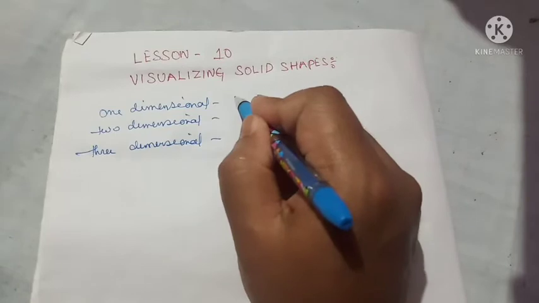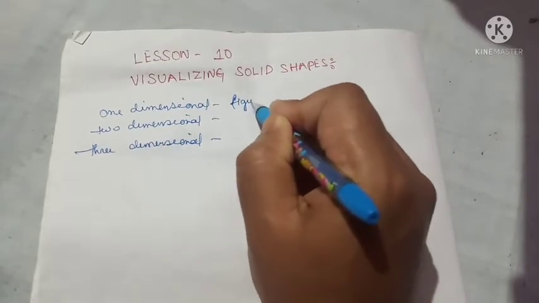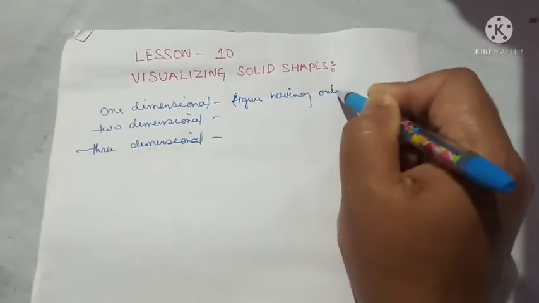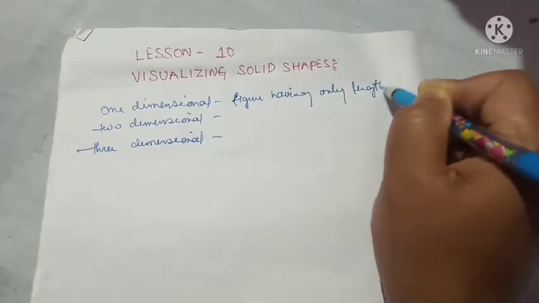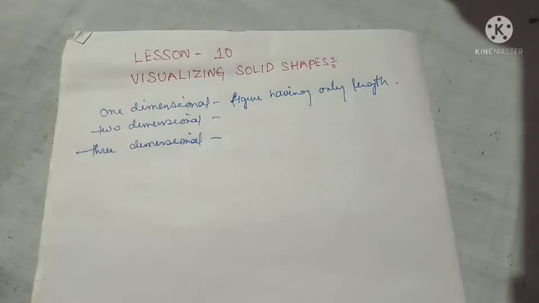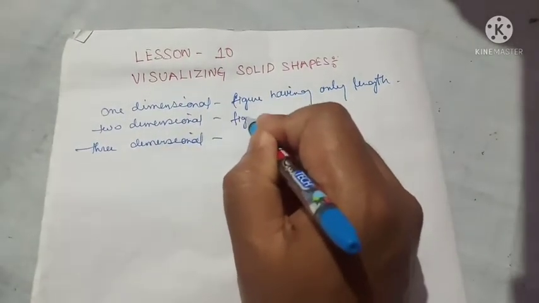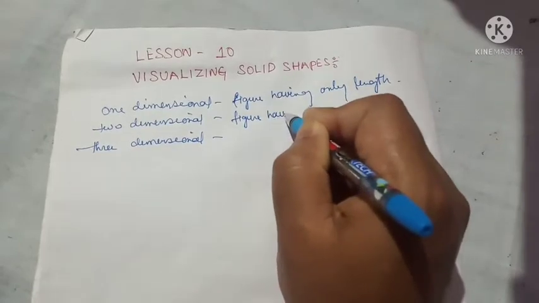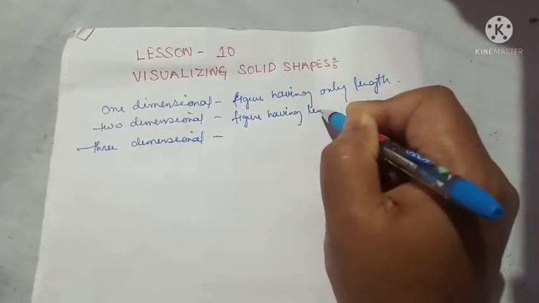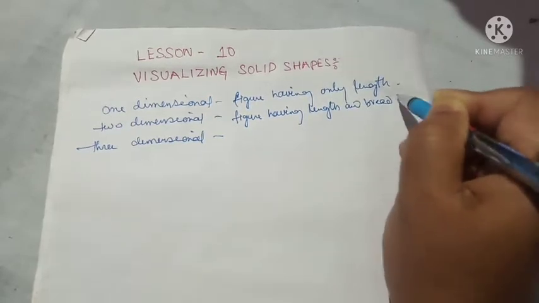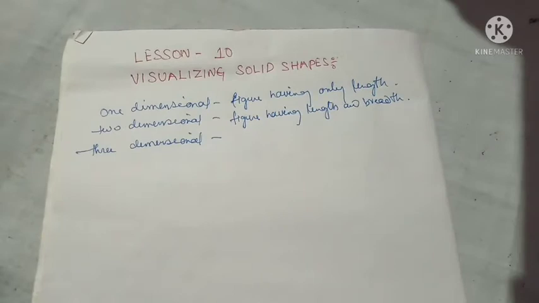One dimension means a figure having only length. This type of figure we call one dimension. And a two dimension figure has length and breadth. If the figure has length and breadth, we call it two dimension. What do you mean by three dimension?